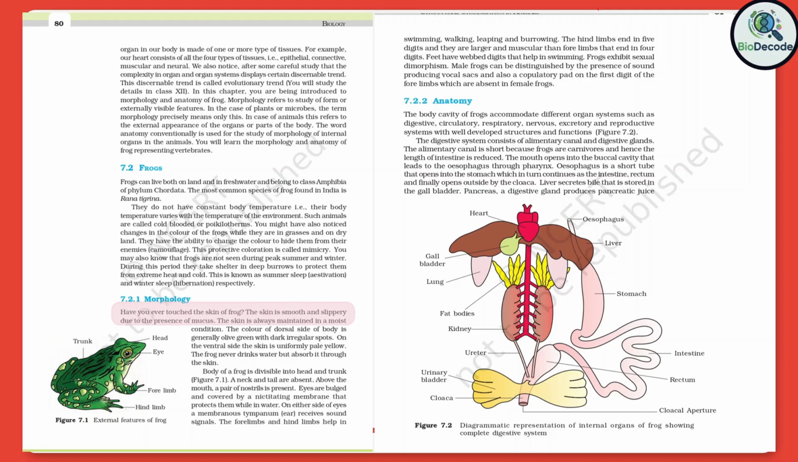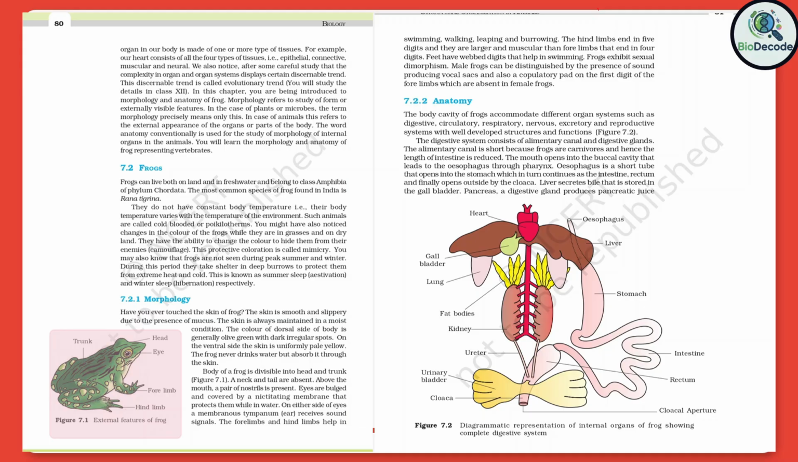Morphology. Have you ever touched the skin of frog? The skin is smooth and slippery due to the presence of mucus. The skin is always maintained in a moist condition. The color of dorsal side of the body is generally olive green with dark, irregular spots. On the ventral side, the skin is uniformly pale yellow. The frog never drinks water, but absorbs it through the skin. Body of a frog is divisible into head and trunk. Figure 7.1 shows the external features of a frog. The diagram includes the head, eye, forelimb, hind limb, and trunk.